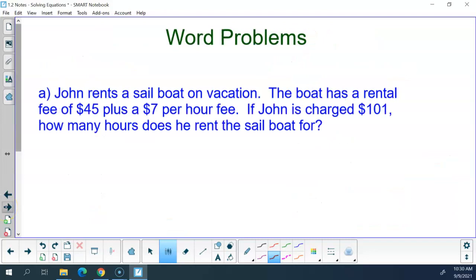Yes, we will have word problems. Yes, they come up every once in a while. Okay.